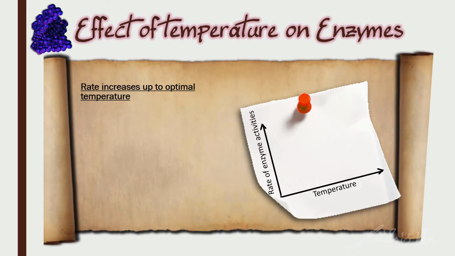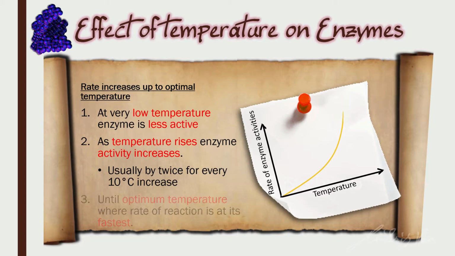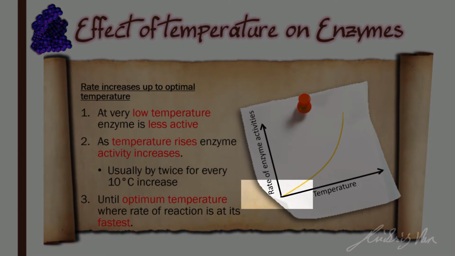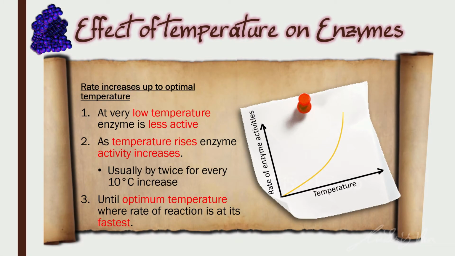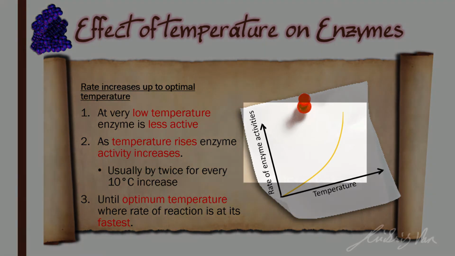So now, let us first look at the effect of temperature on enzyme. As the temperature increases until the optimum temperature, the rate of enzyme activities will also increase. At very low temperature, the enzyme is less active as it is moving very slowly, therefore the chance of it bumping into its substrate molecules will be low. As the temperature rises, the enzyme will also gain kinetic energy, and so does the substrate. And because they are moving faster, the rate of them colliding, forming enzyme-substrate complex will also be higher.